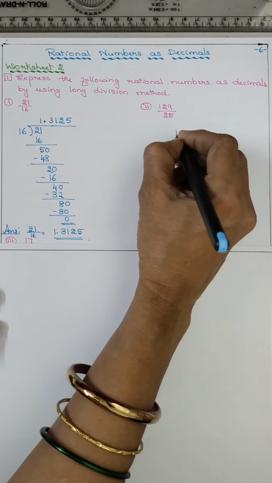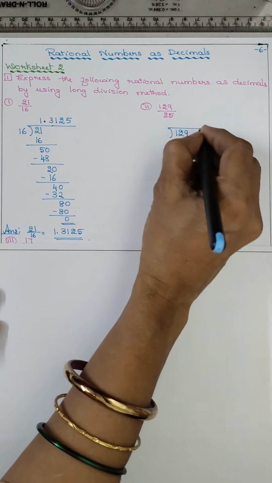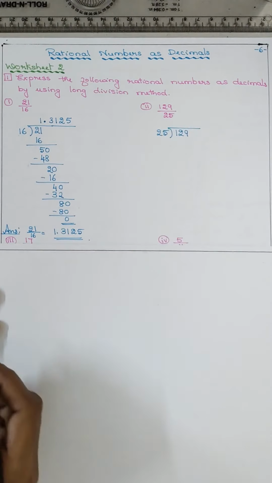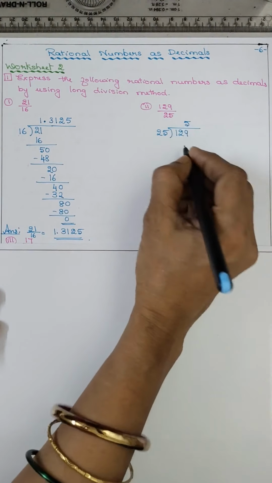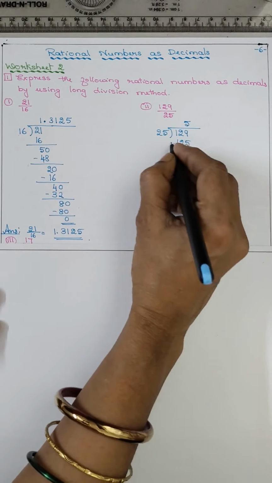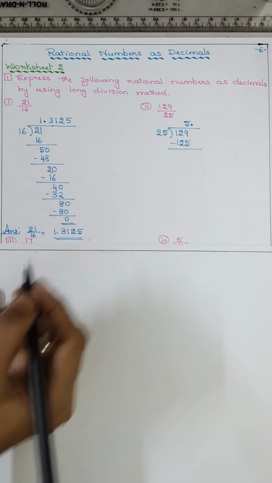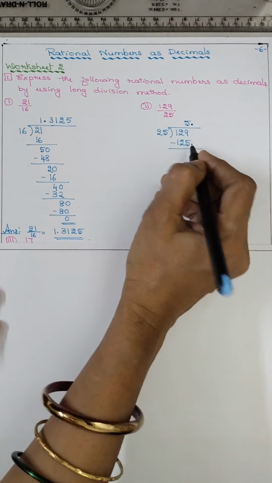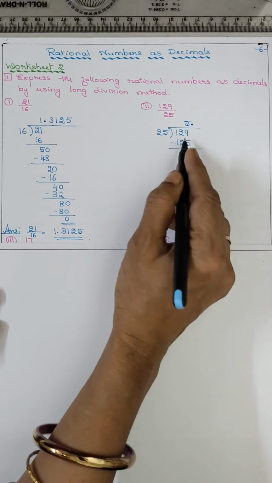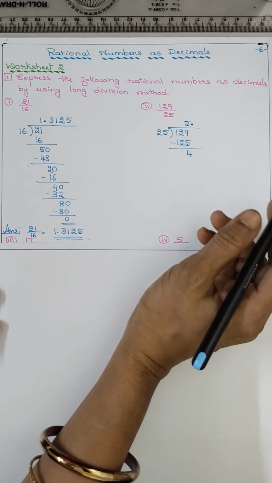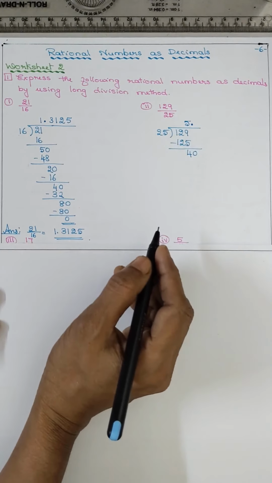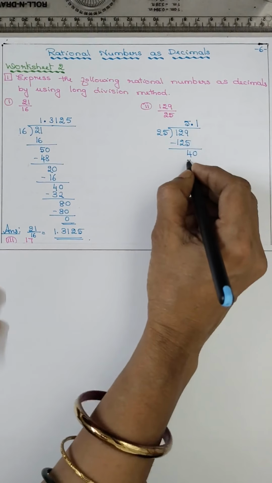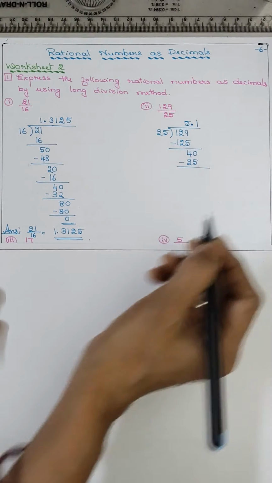So 129 divided by 25. You know the table of 25. 25 how much are 129? 25 5s are 125. So immediately put the decimal. 9 minus 5, 4. 2 minus 2, 0. 1 minus 1, 0. Take extra 0. 25 how much are 40? 25 ones are 25. You know 25 2s are 50.